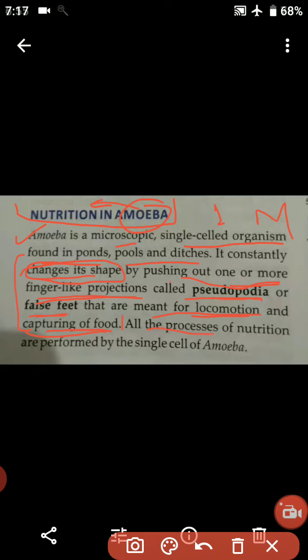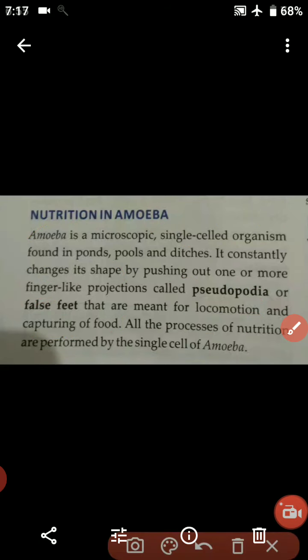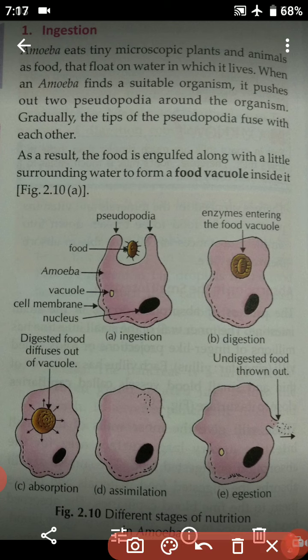So all the processes of nutrition are performed by the single cell of amoeba. Amoeba is made up of only one cell, so all the processes of nutrition will be carried out by that single cell. Okay. So now you see, next is the ingestion.